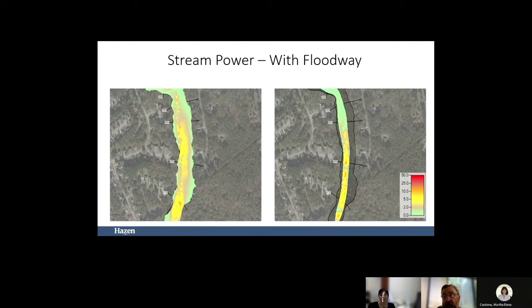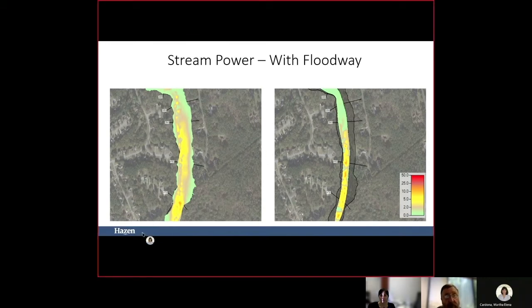And similar story with stream power. So I'll turn it over to Martha. Martha will touch on a similar modeling approach, but it's a different watershed. It's in Raleigh and a larger watershed.